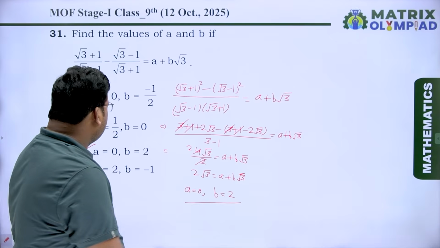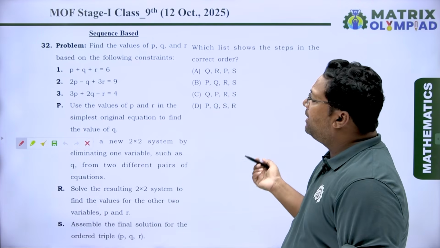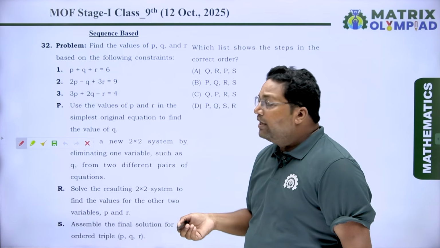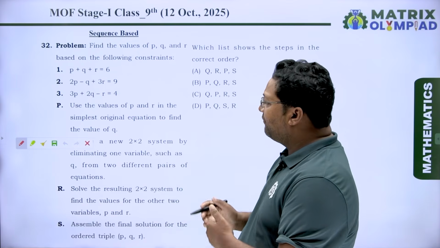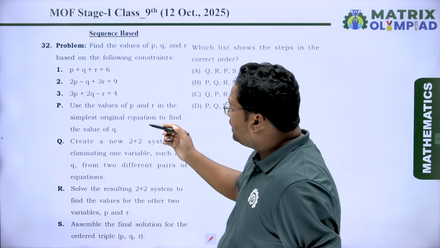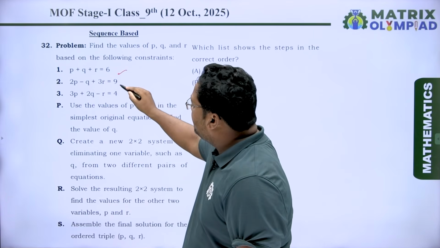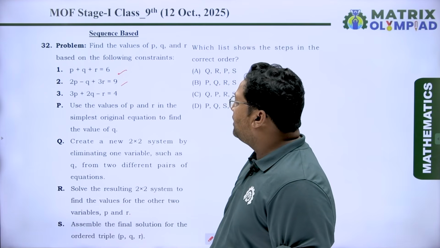Now coming to the next question. The next question is to find the value of P, Q and R based on the following constraints. Here the solution is given. We have to tell the sequence of this question. First, it is given P plus Q plus R equal to 6. Second, it is given 2P minus Q plus 3R equal to 9.